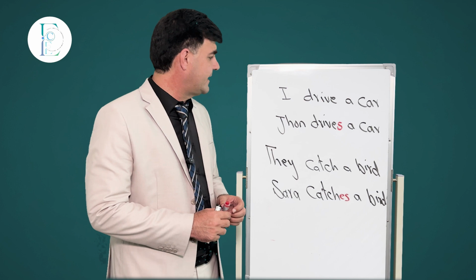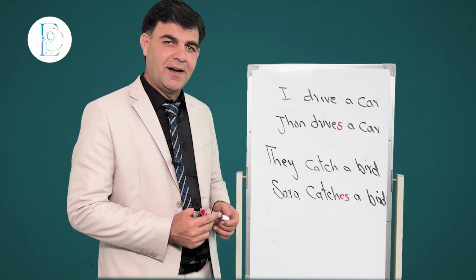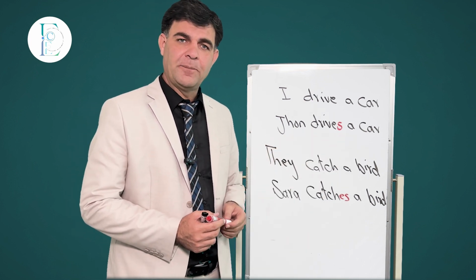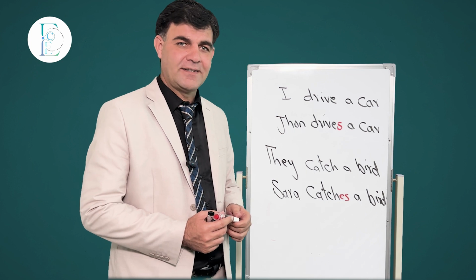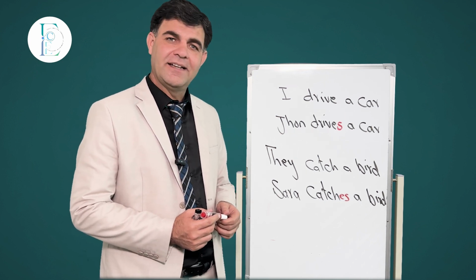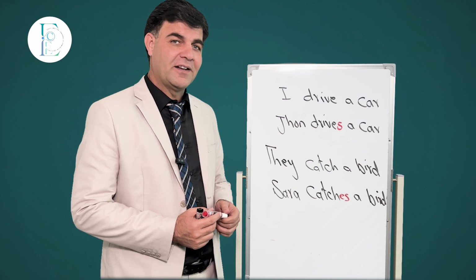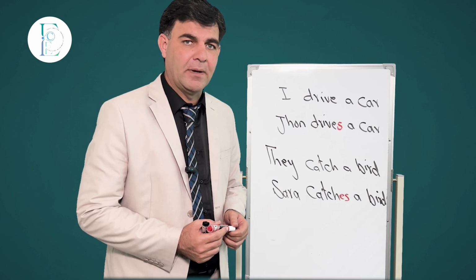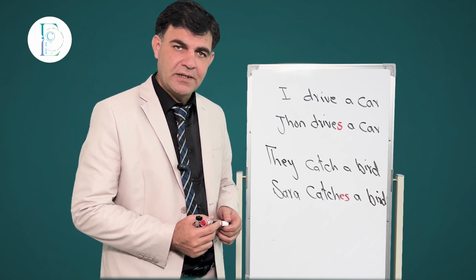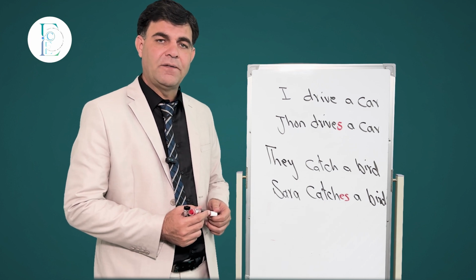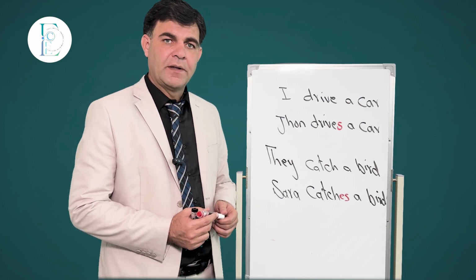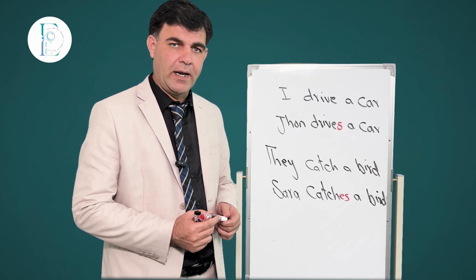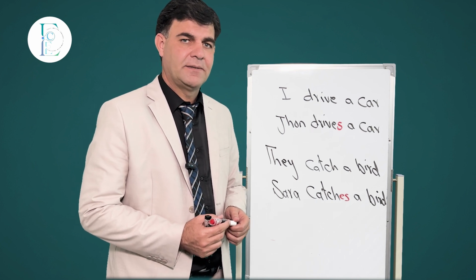The next example: I drive a car. Present simple tense. John drives a car, and you can see the difference. S, drives a car. S is there. Why? Because John is a singular noun. And according to present simple rules, we put S or ES with the first form of the verb whenever we use he, she, it, or a singular name in present simple tense.